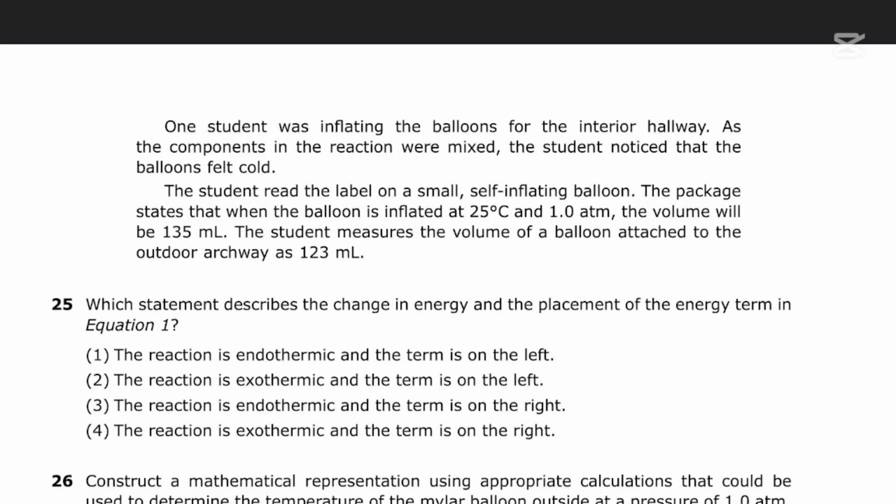So what we need to do is figure out if this is getting hot or cold. It says that when inflating the balloon, they noticed that it felt cold. So if it feels cold, this means that it's an endothermic reaction, right? It's taking heat from the surroundings and then it's absorbing that into the system. So in endothermic reactions, you will recall that heat must be a reactant.